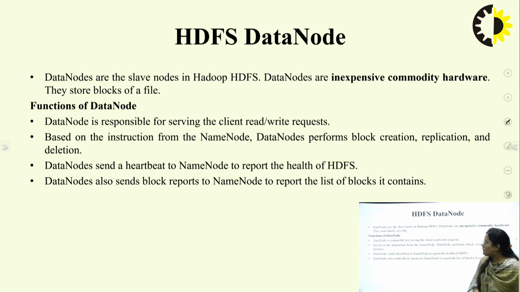So, functions of data node. DataNode is responsible for serving the client read and write requests. The actual data is stored on DataNode. Based on the instructions from the NameNode, DataNode performs the block creation, replication and deletions. They send a heartbeat to NameNode periodically to report the overall health of HDFS. By default, this frequency is set to 3 seconds.